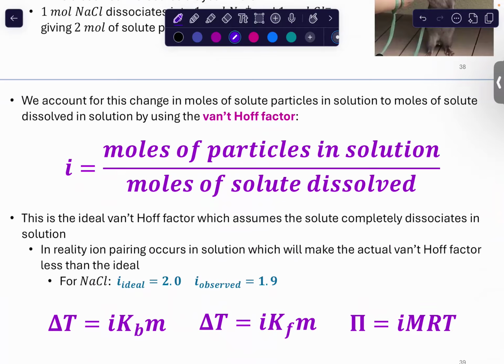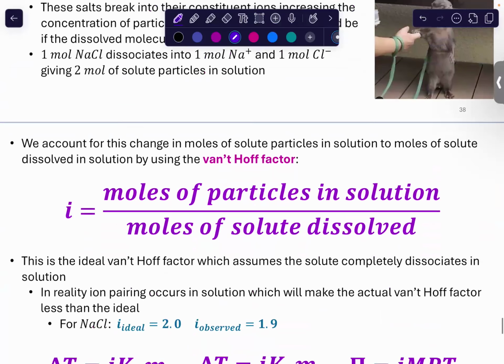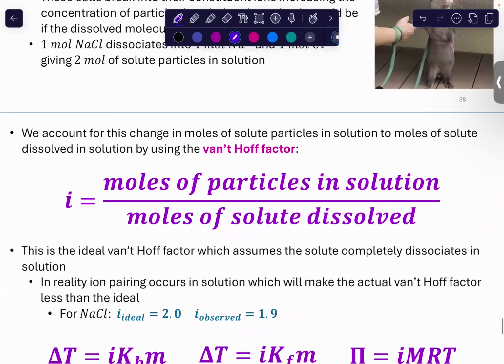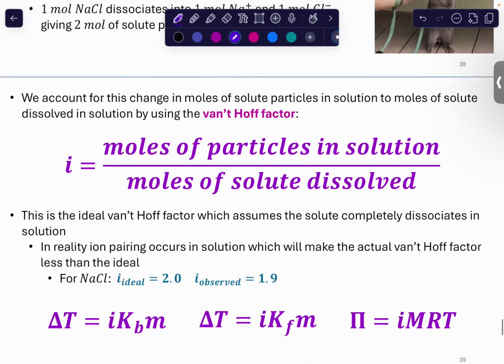Now, there are ideal van 't Hoff factors and there are observed ones. So notice for sodium chloride, it breaks into a chloride and a sodium. So your van 't Hoff factor would ideally be 2. Because if you did 1 mole, you'd have 2 moles of ions over 1 mole of sodium chloride. And so your i would equal 2. However, the observed van 't Hoff factor is 1.9. Can anyone think of why that might occur?